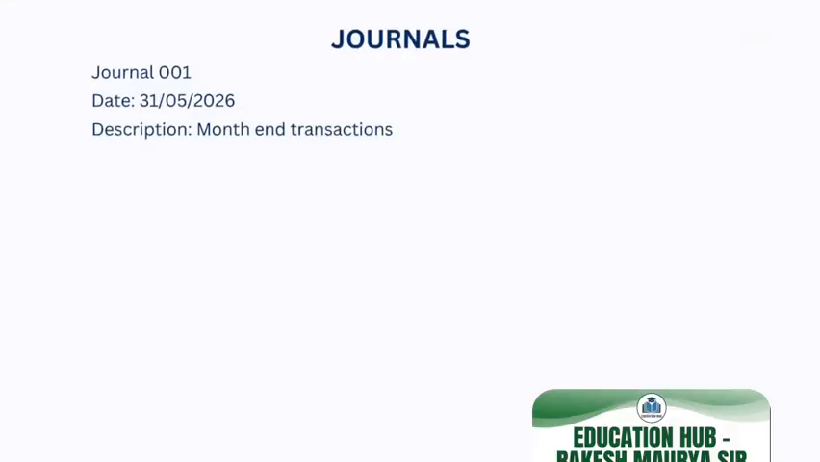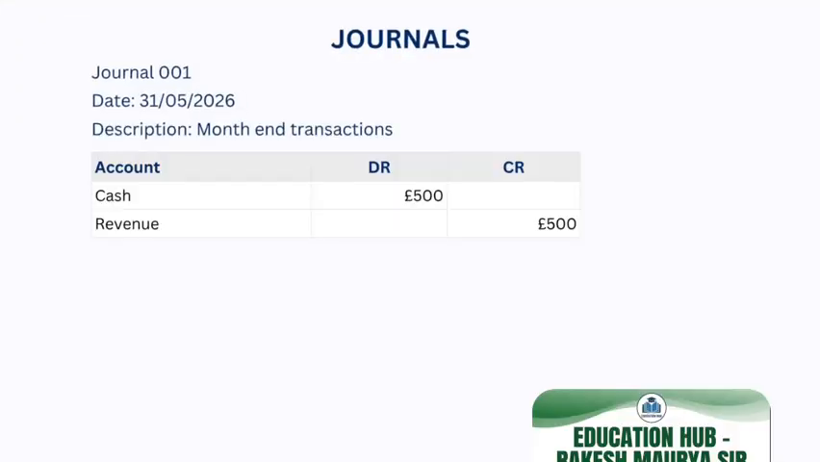Let's look at a few transactions. Suppose the business earns £500 cash from sales. Cash is an asset, and assets increase with debits. Sales revenue increases with credits, so the journal entry is debit cash 500 and credit sales revenue. The business now has more cash and more revenue.